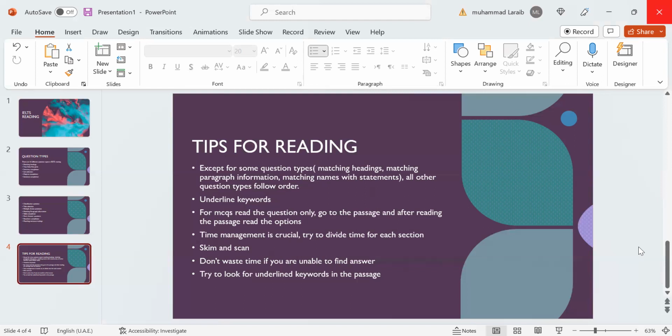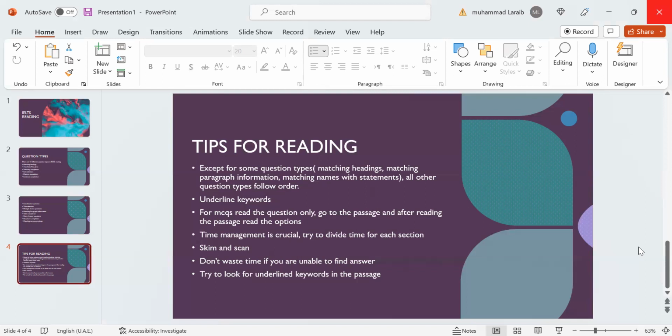Okay, so for matching the headings, the one most crucial tip is to read the headings beforehand. Read the headings first and then go to the passage, and then try to find which paragraph is more suited to a particular heading.